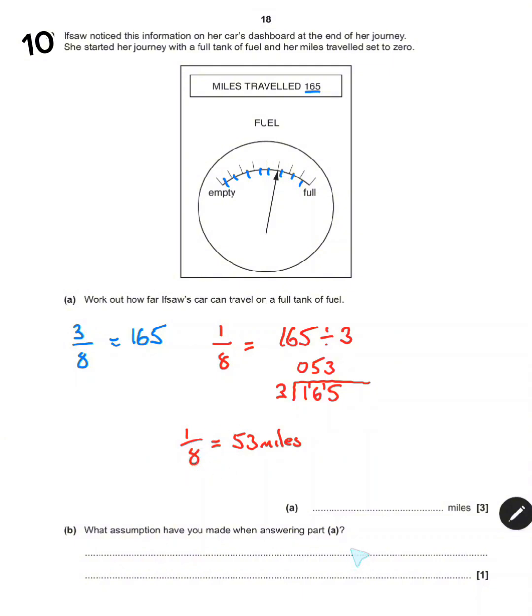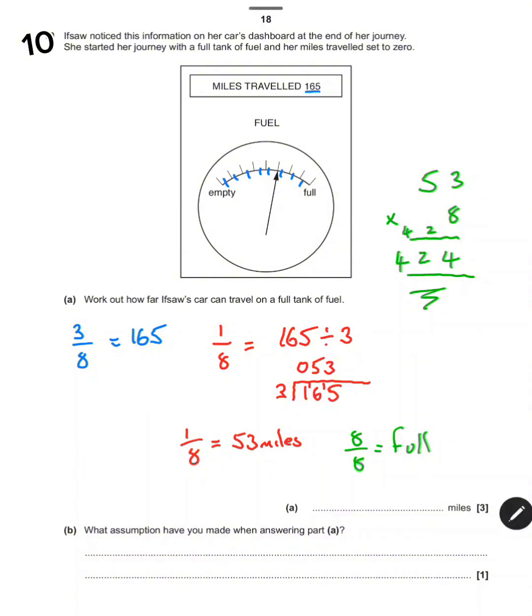If I know what 1/8 of the tank is, I can work out 8/8, which is a full tank. How do we do that? Well, I know that 1/8 is 53 miles. I want 8/8, so I'm going to do 53 multiplied by 8. 8 3's are 24. 8 5's are 40. Add on this 2 would be 42. The car will do 424 miles on a full tank.